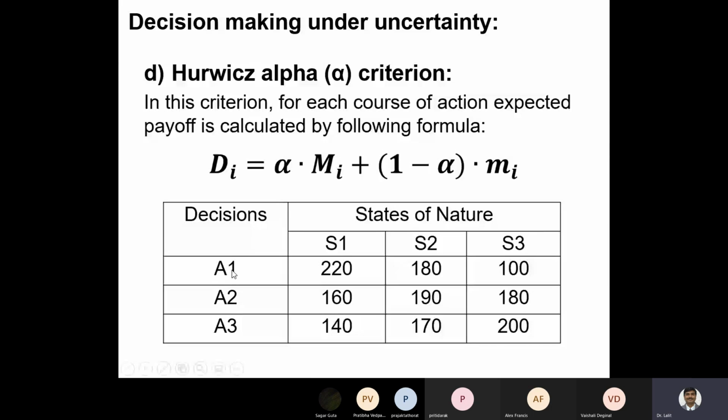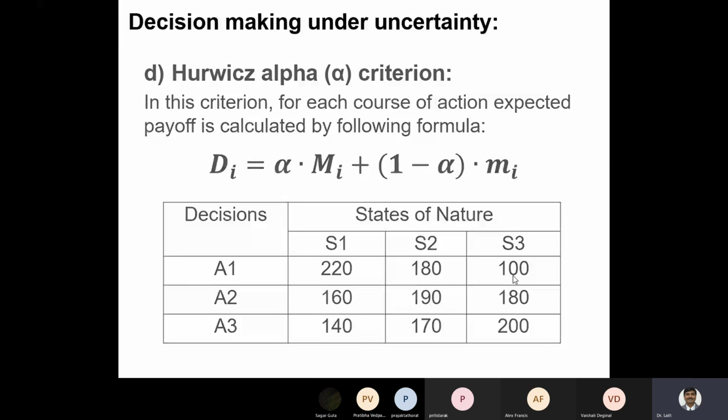For example, for decision A1, the best payoff is 220 and the worst payoff is 100. So here capital M is 220 and small m is 100. To take a decision under the Hurwitz alpha criteria, first we calculate Di values for each decision or each course of action, and then we choose the decision associated with the maximum Di value.